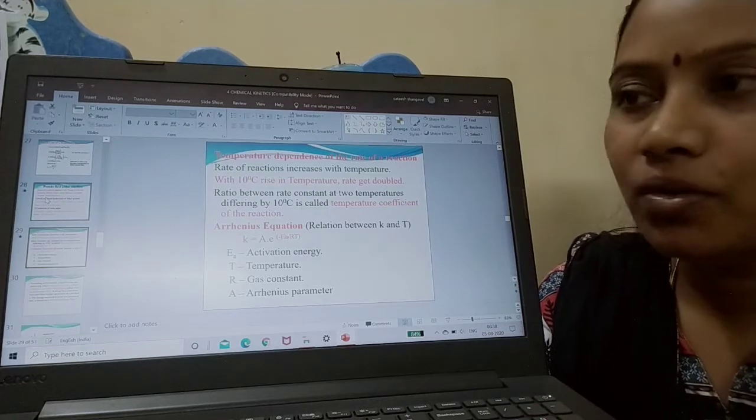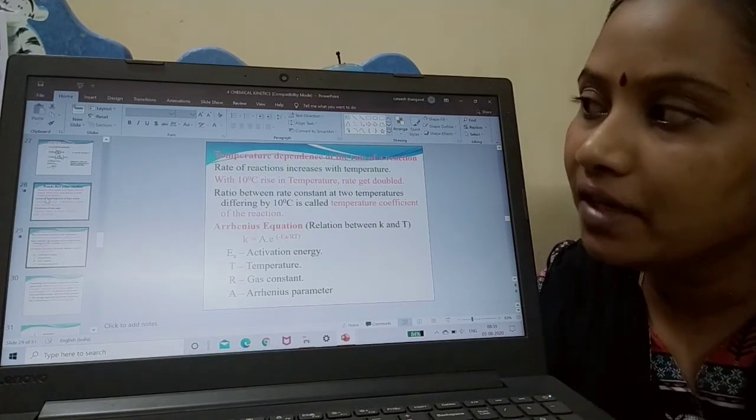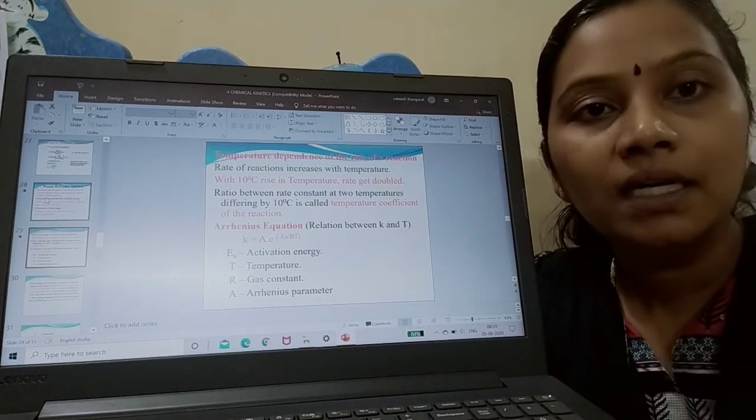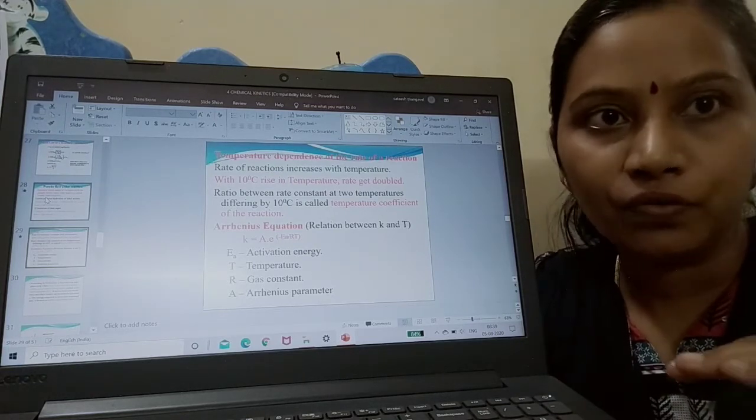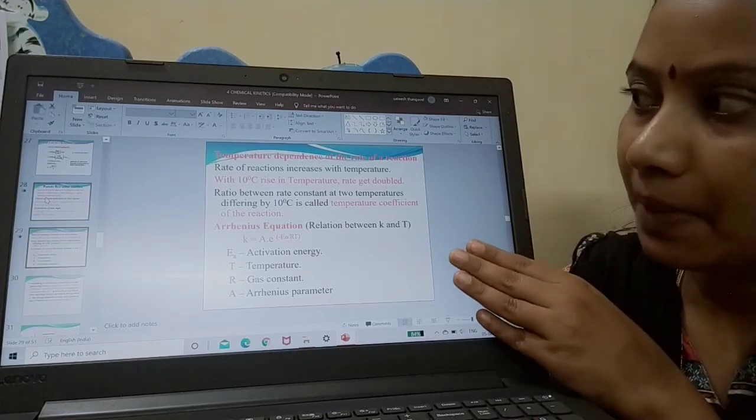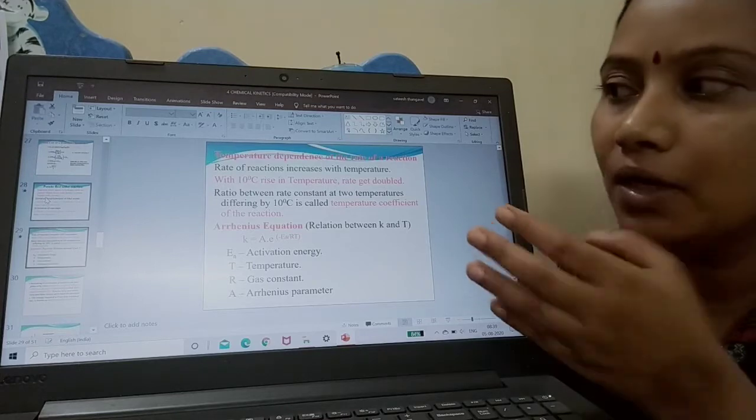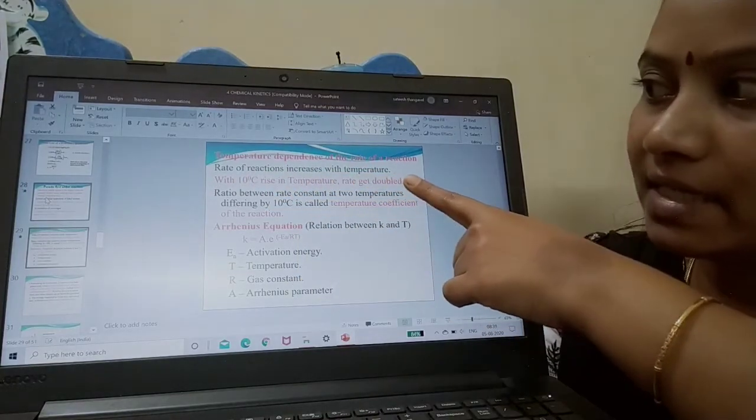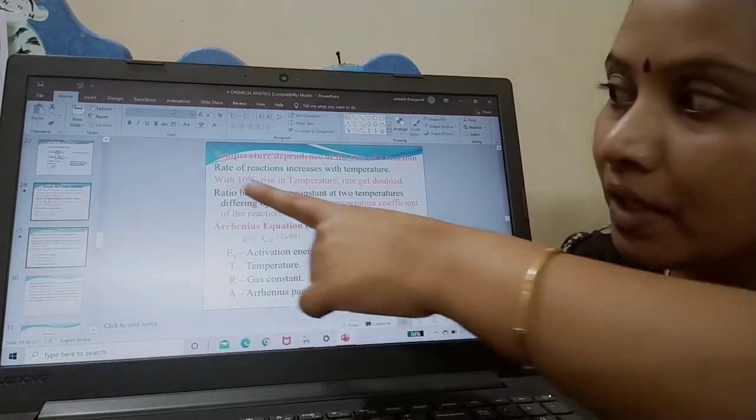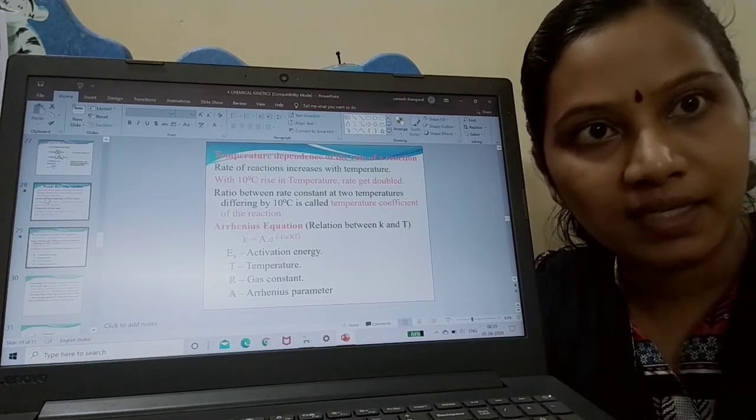Now moving to the second factor which affects the rate of a reaction. Our second factor is nothing but temperature. Till now we have seen how concentration played a role in the rate of a reaction. So our second factor is temperature. How is the rate of reaction dependent on temperature? Always the rate of reaction increases with the temperature. How? With a 10 degrees centigrade rise in temperature, the rate of the reaction gets doubled.